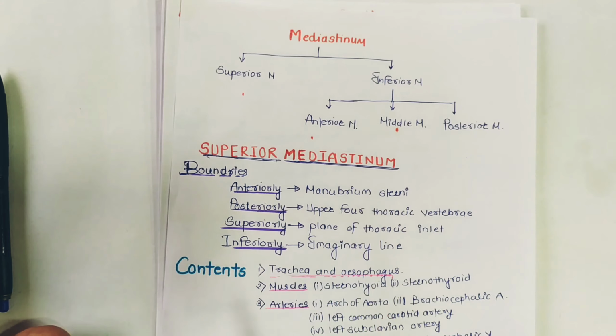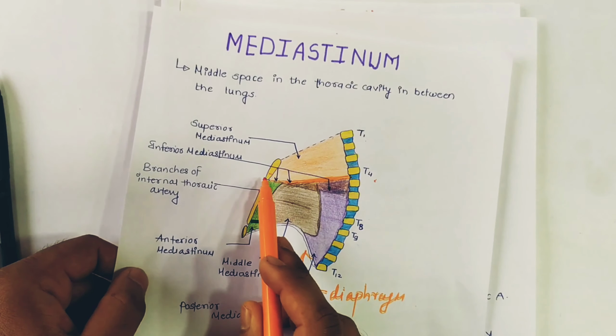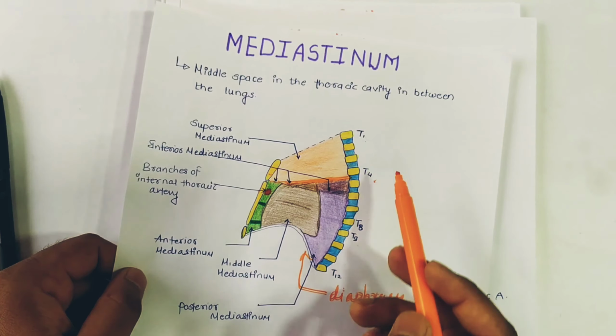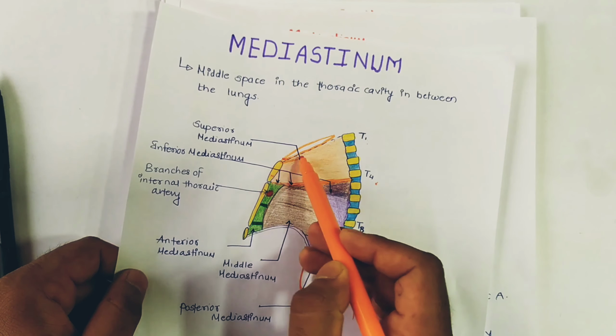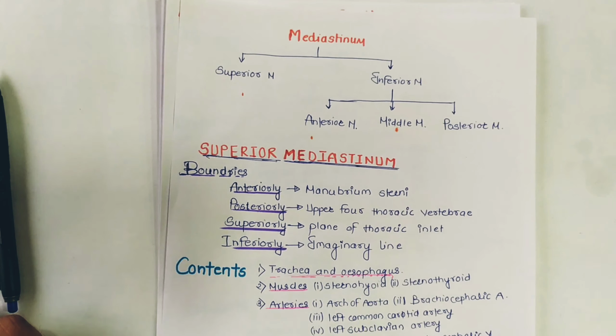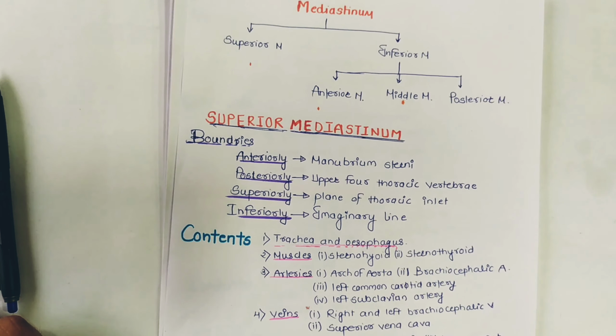So boundaries of superior mediastinum कौन कौन से? हम इस डायग्राम में देख चुके हैं कि बाउंड्रीज कौन कौन से. Anterior there is the manubrium sterni, posterior there is the vertebral column that is from T1 to T4, and superior there is the thoracic inlet, and inferiorly there is an imaginary line passing between the contents of the superior mediastinum. अभी हम देखेंगे इंपॉर्टेंट कंटेंट कौन कौन से.